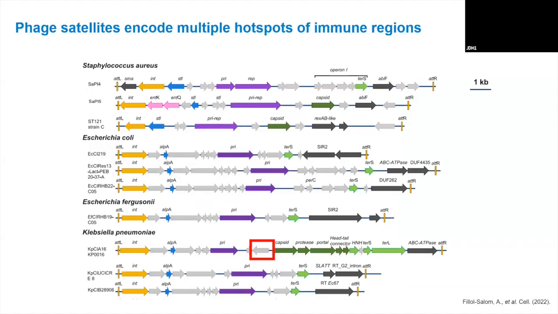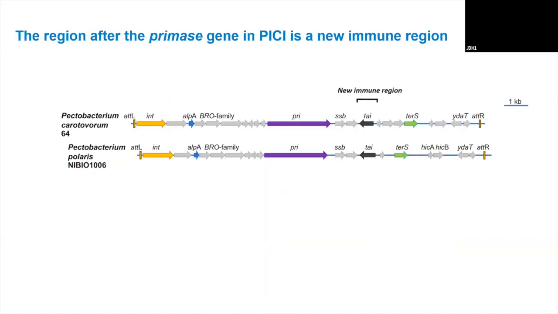We noticed that in a few cases, there are one or more genes in the opposite direction to the rest of the genes involved in the PICI life cycle. This suggests that these genes are not involved in the PICI life cycle. So based on that, we identified a new antiphage system, TAI.